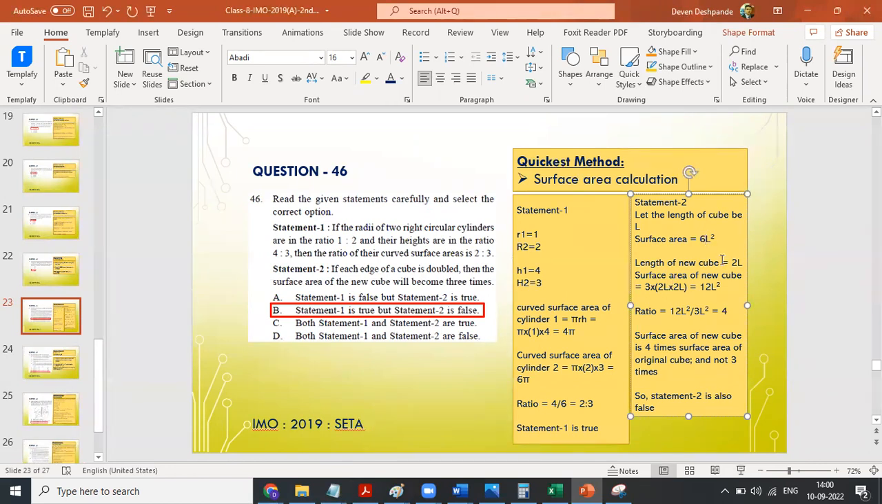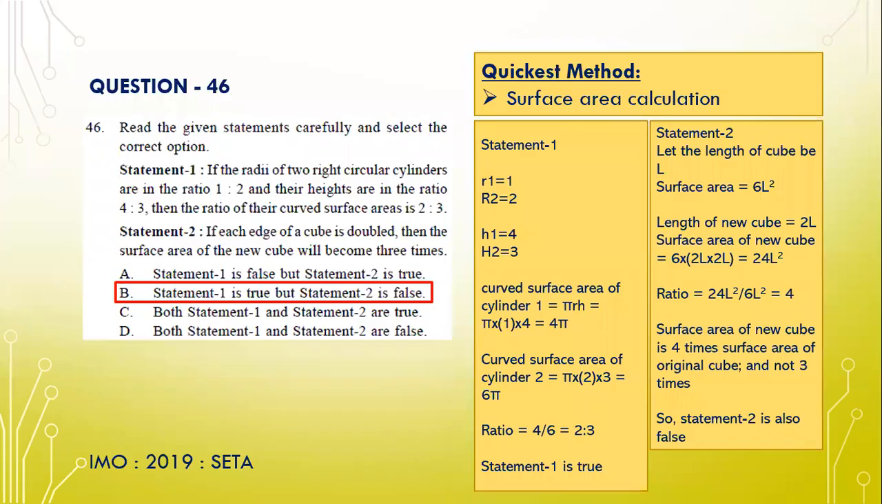And then the length of the new cube is 2L, because you are doubling the length, isn't it? So 6 into 2L into 2L, which is 6 into 4, 24L square. This will be 24L square. So what is the ratio? 24L square upon 6L square, isn't it?